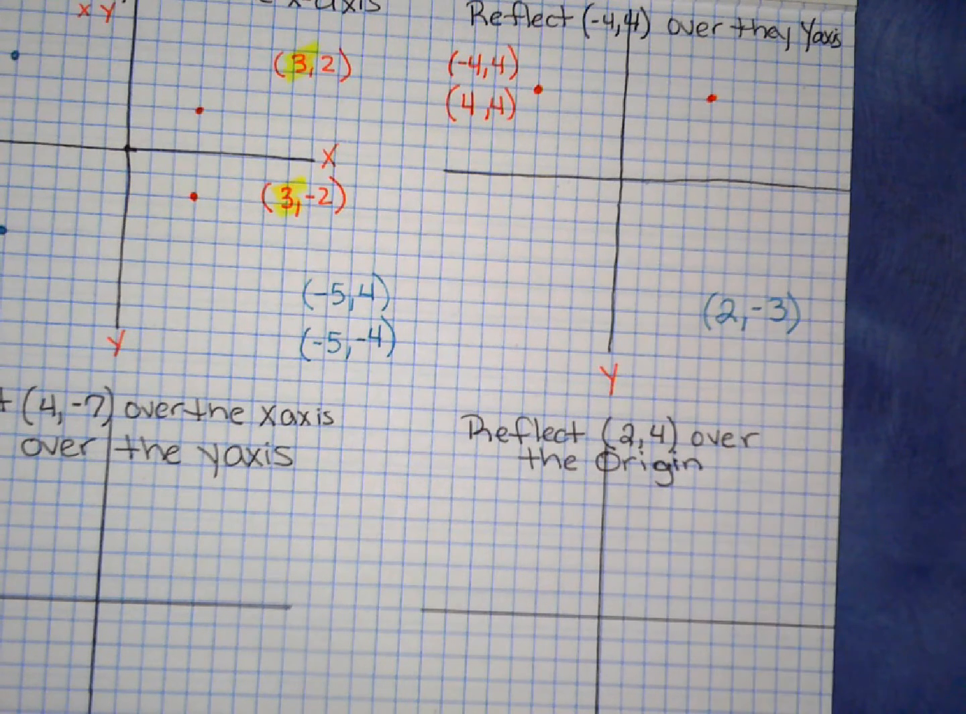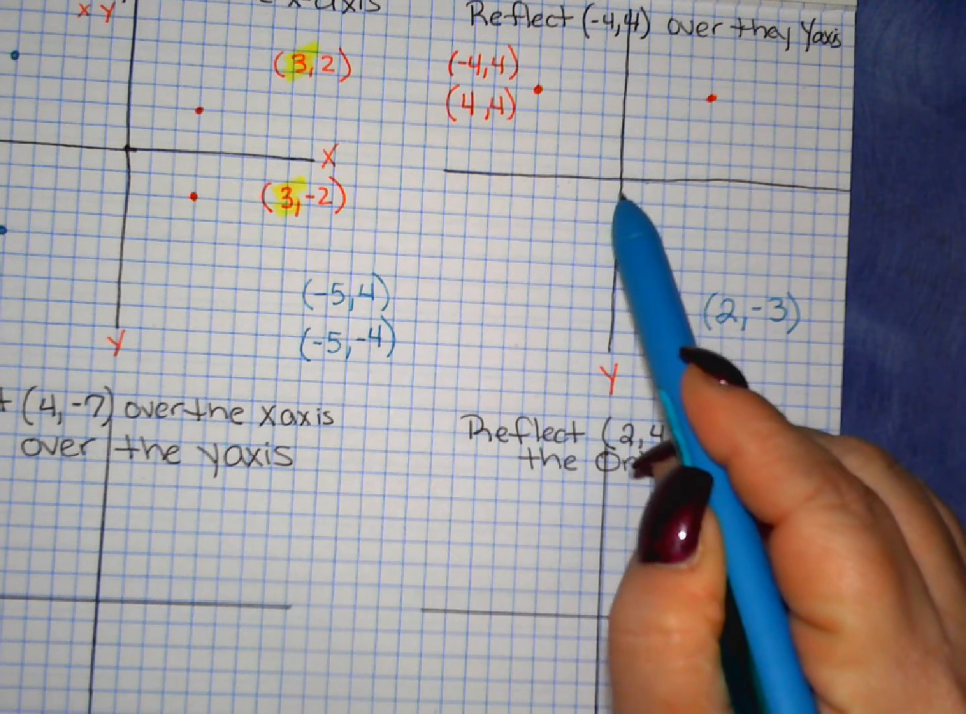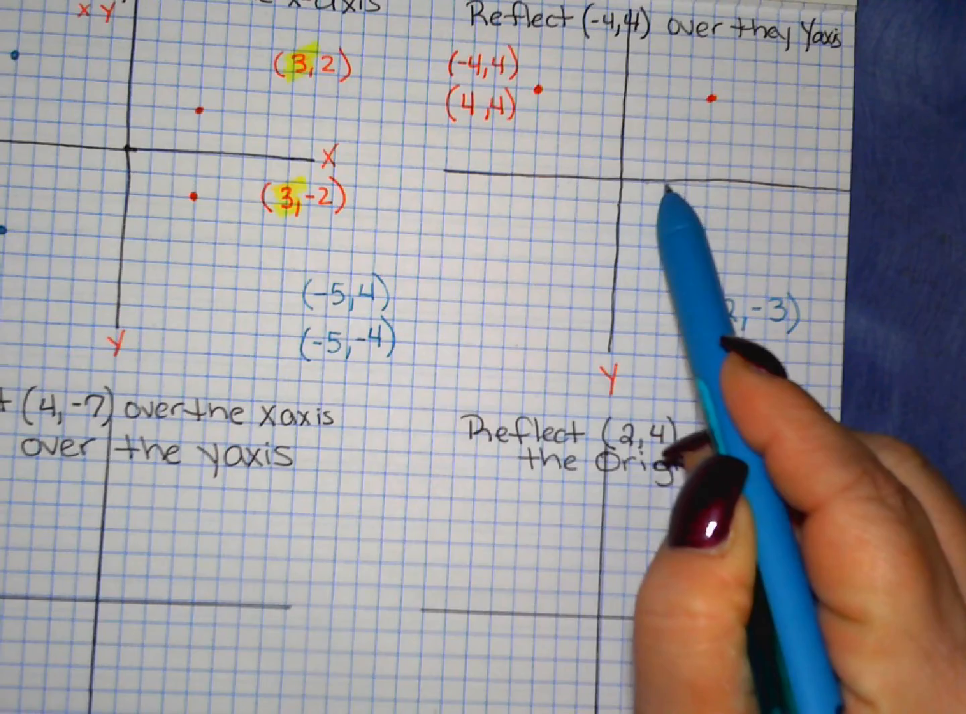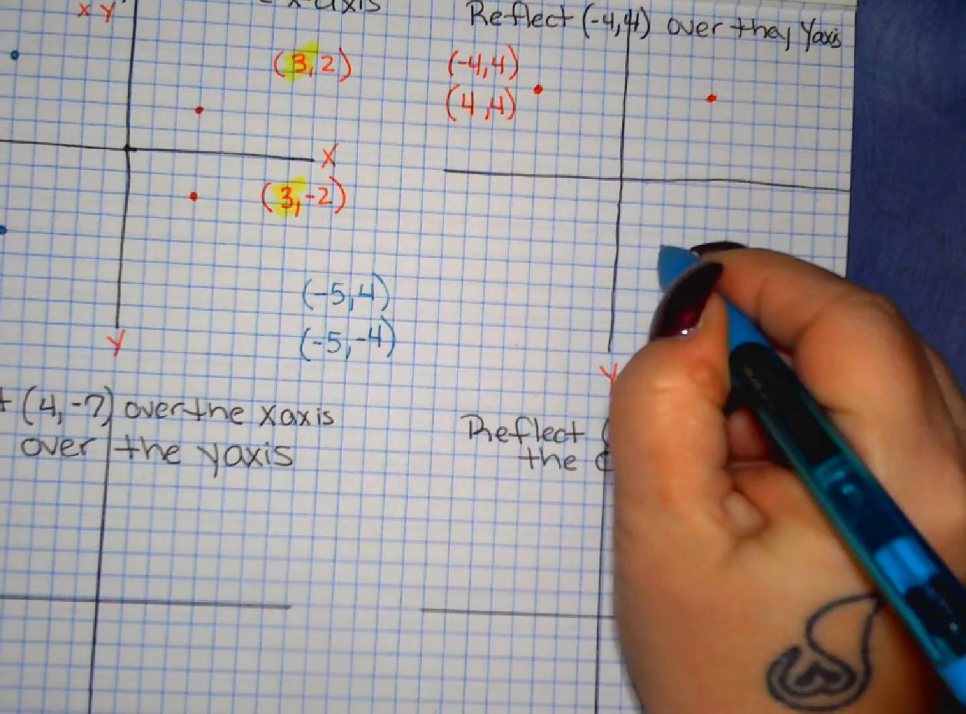Okay, so I'm going to go ahead and graph my (2, -3). So remember, 2 is positive, so I'm going 2 to the right on my x. And then -3, I'm going down 3. So this is my location.